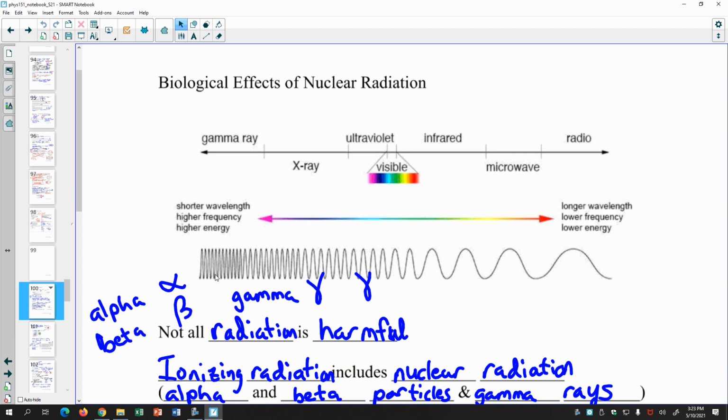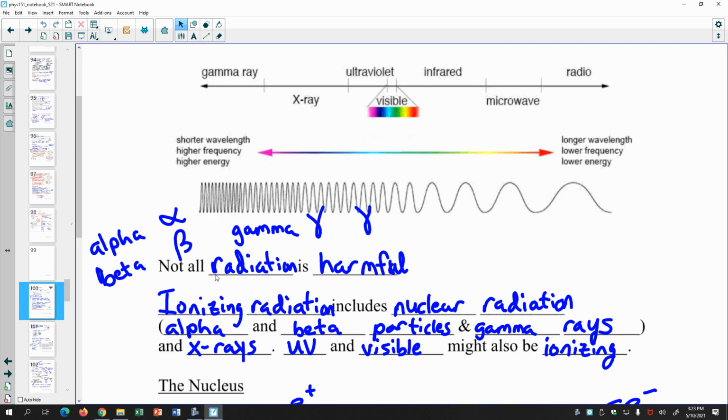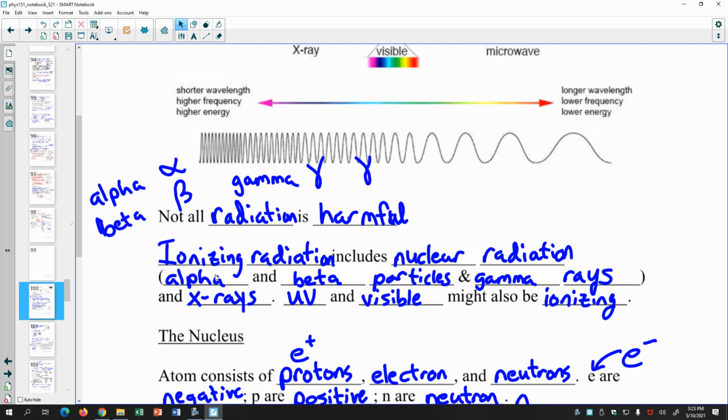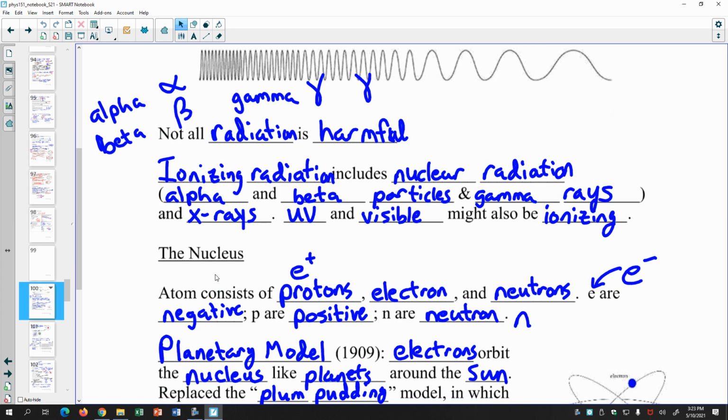Okay, so this is chapter 7. Know about radiation. Make sure you know the difference between alpha, beta, and gamma. That alpha and beta particles are particles, and gamma rays are radiation, actual light. Also X-rays, UV, Vis, those can all be ionizing, although to a lesser extent.